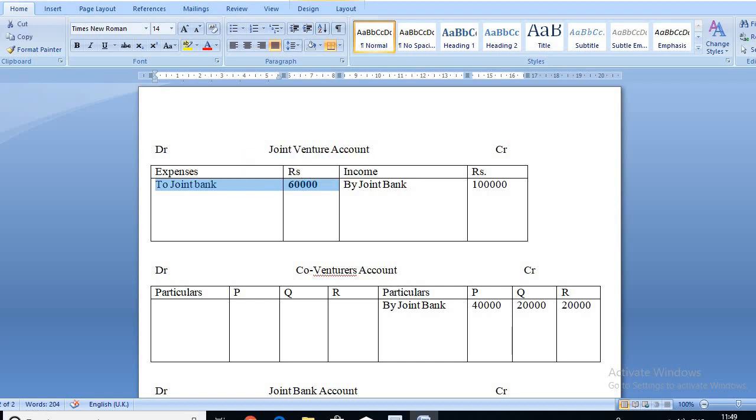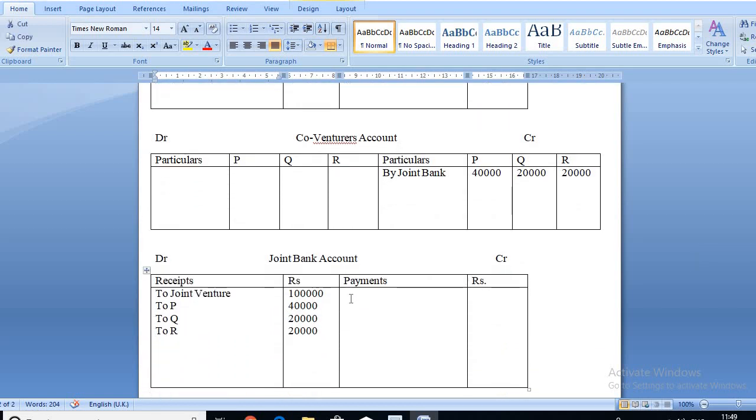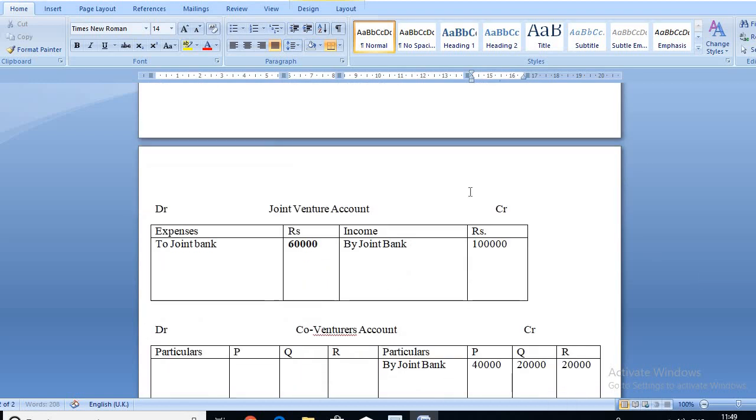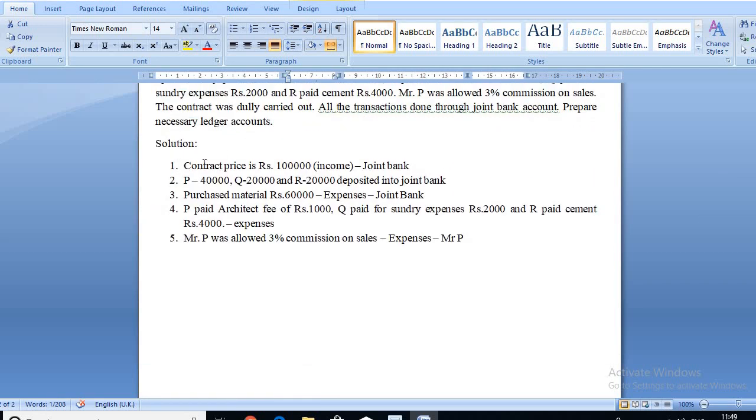So come to joint bank account, opposite side. So by joint venture, how much? 60,000. So debit and credit entry both are over. Now come to the next entry.